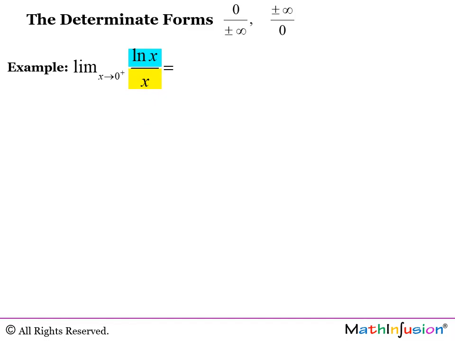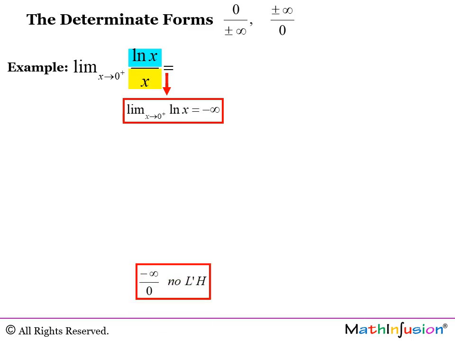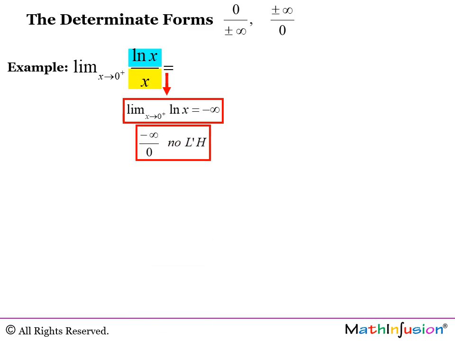The limit as x approaches 0 from the right of ln of x over x. ln of x when x approaches 0 plus is negative infinity. And x obviously is 0, so this form is negative infinity over 0. First of all, it's clear that I cannot use L'Hopital's rule because L'Hopital's rule has to be plus minus infinity over plus minus infinity or 0 over 0.